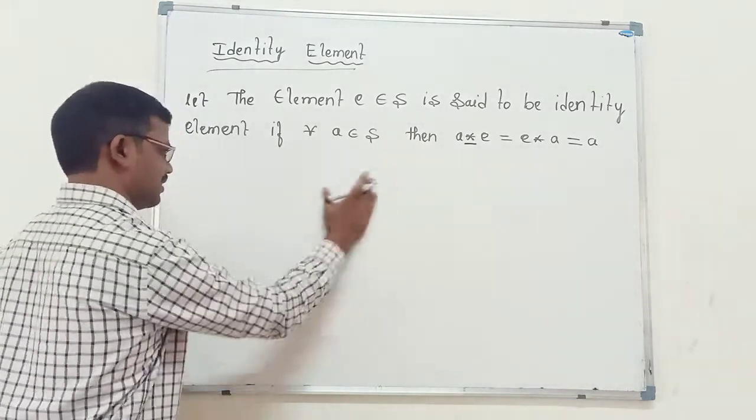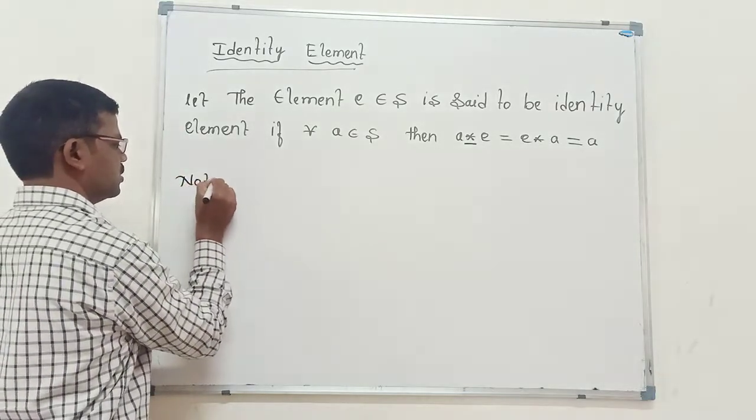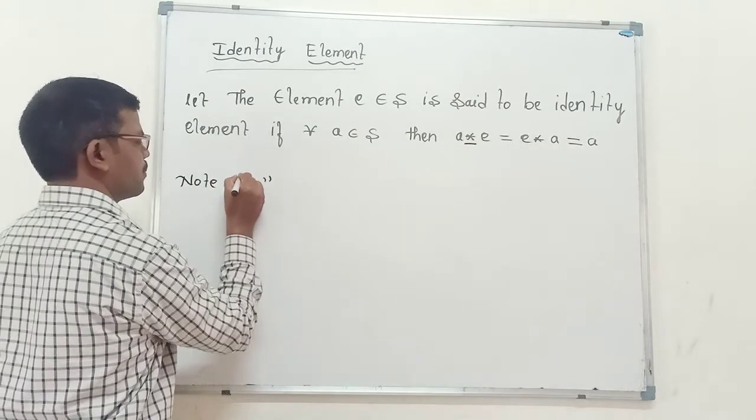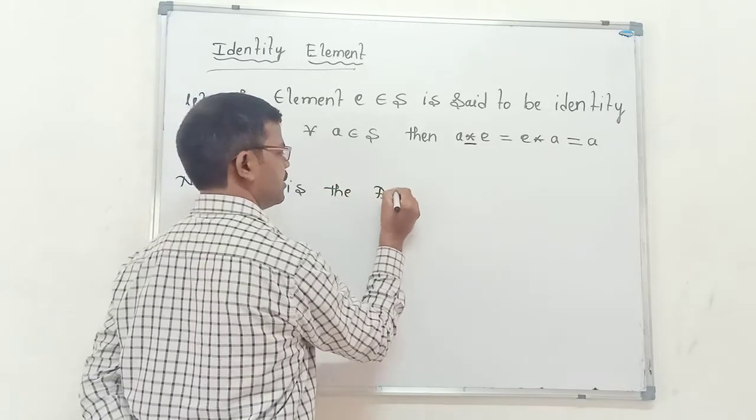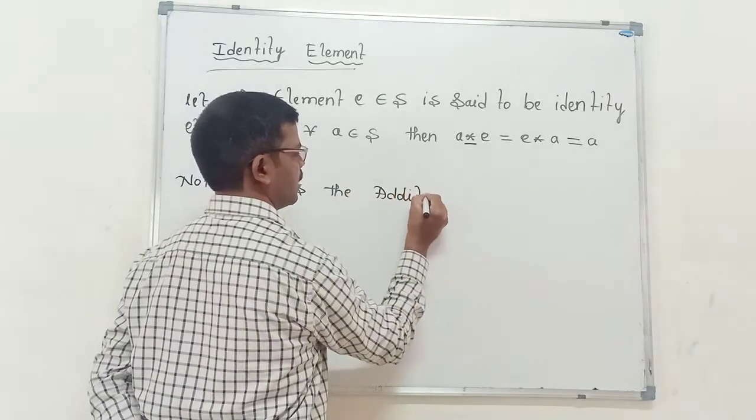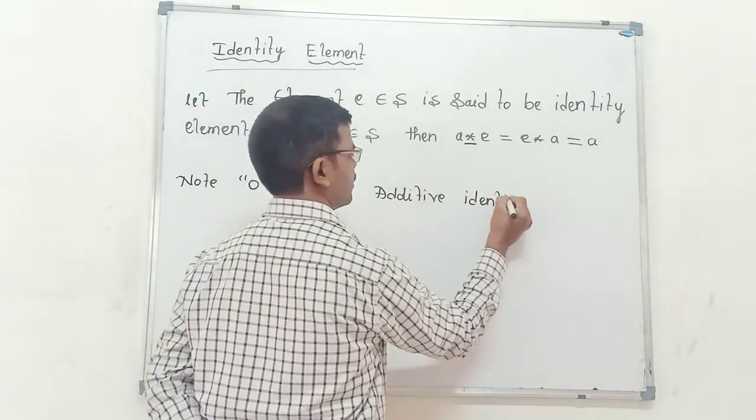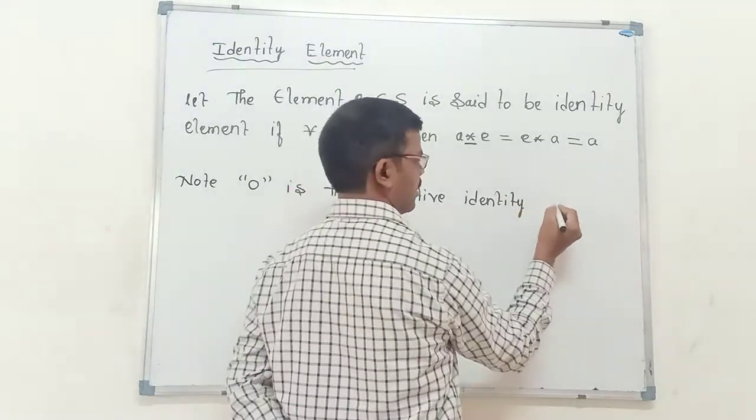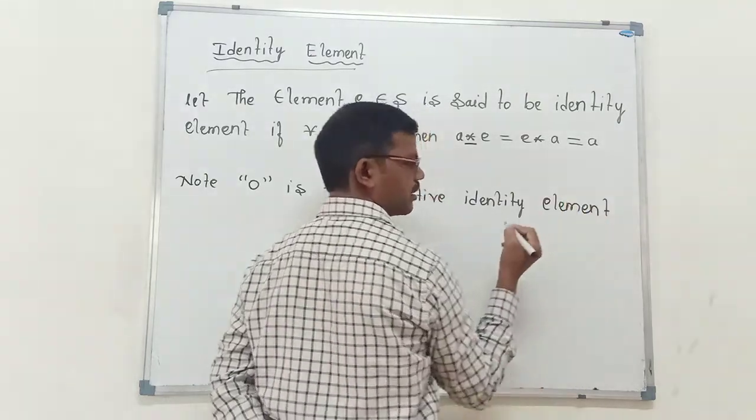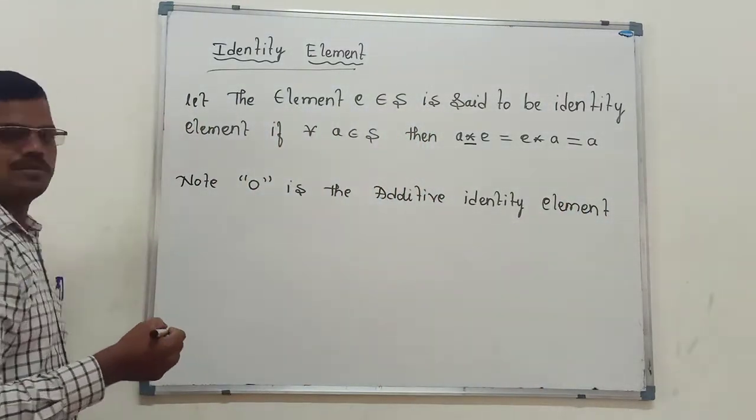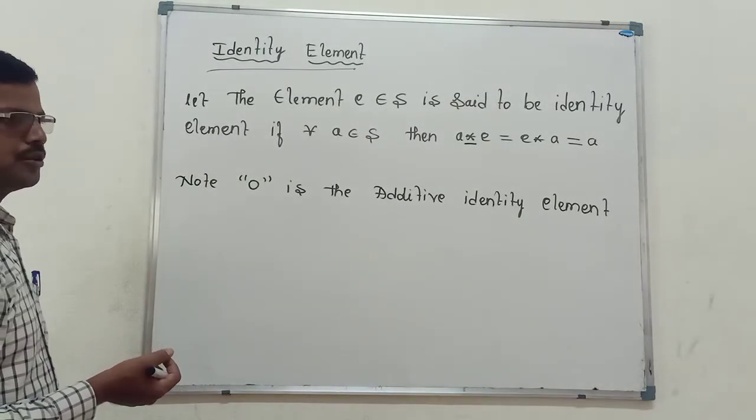So let me take a note: 0 is the additive identity element. Similarly, multiplication will have the multiplicative identity element.